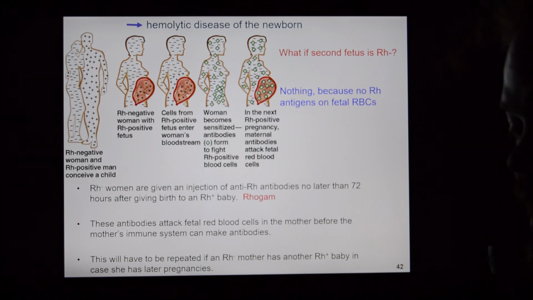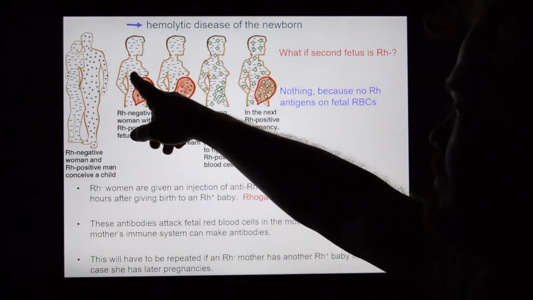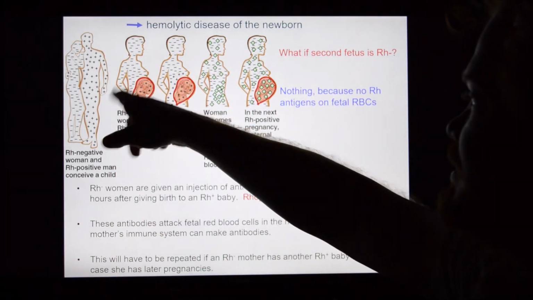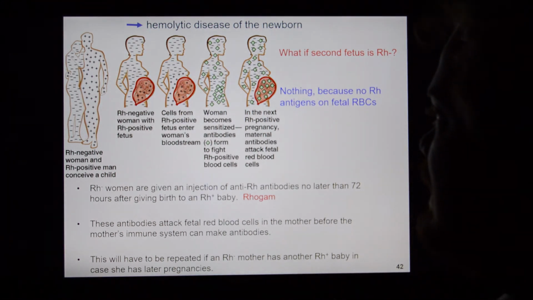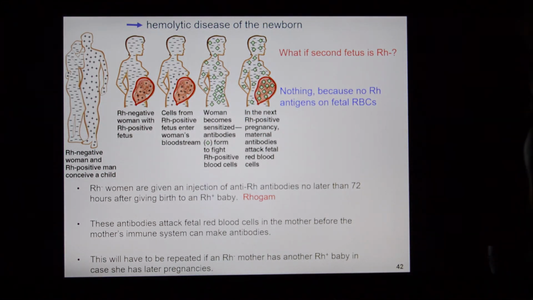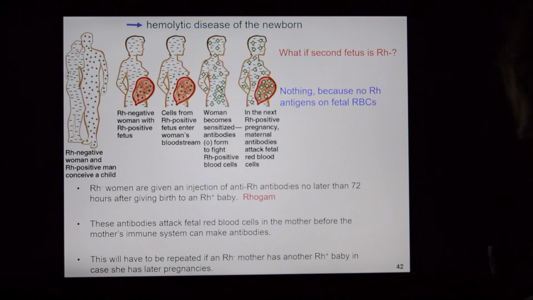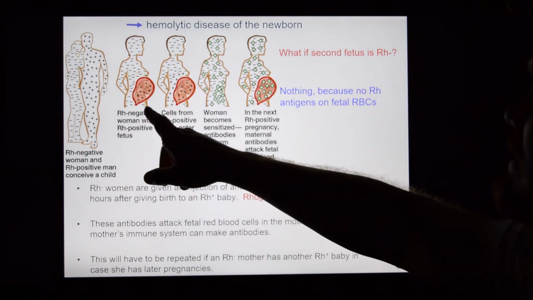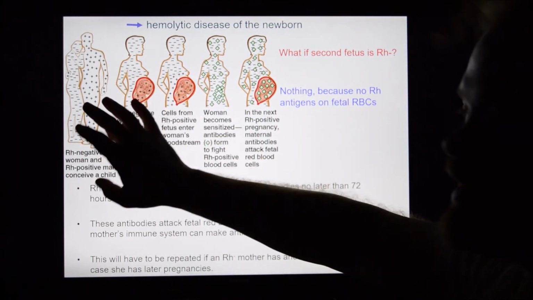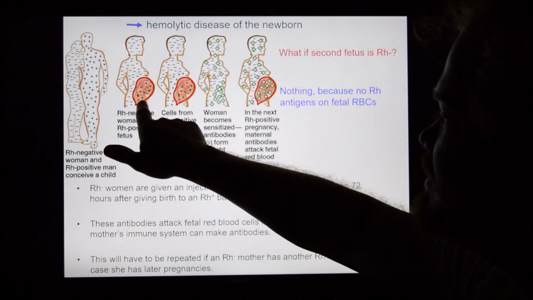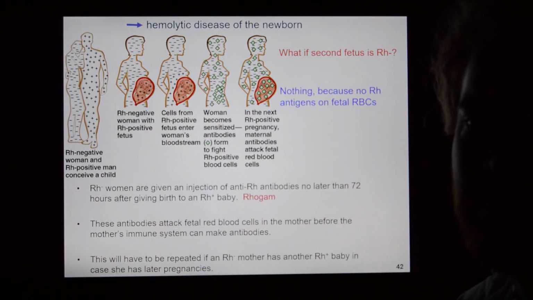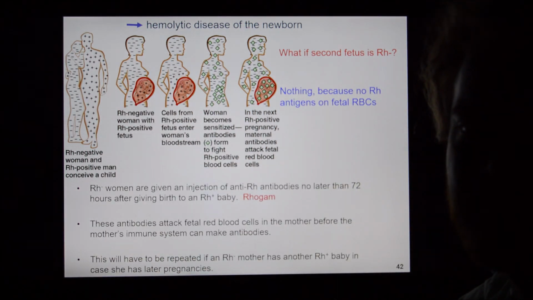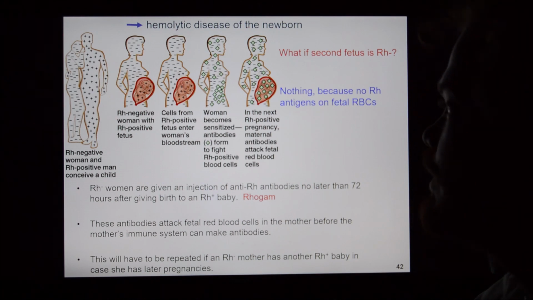So now then, mom's hanging out. She's got rhesus negative blood, and she makes antibodies against rhesus positive blood. If she gets pregnant again, second baby is where this is in effect. If she gets pregnant again, her antibodies against rhesus positive blood go through the placenta into the newborn and start killing that baby's blood cells. This is very dangerous. So how do we stop it?